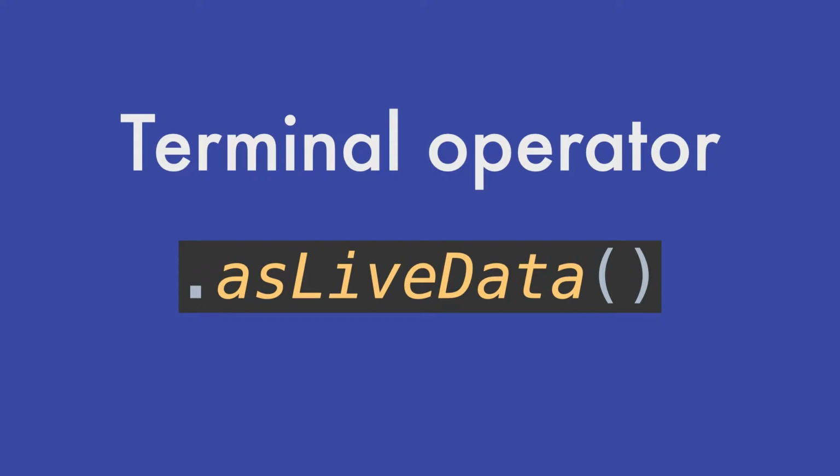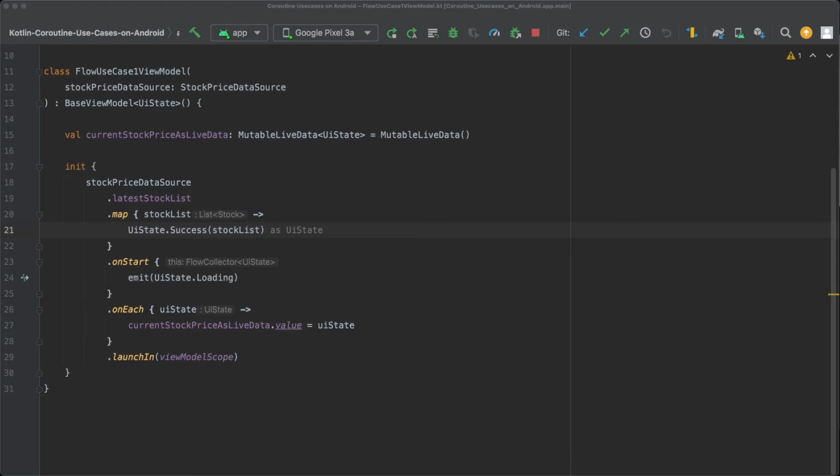Alright, in this lecture we are going to improve the code of the view model even further by using the asLiveData terminal operator. In fact, our code here in the view model in this current state actually has a very big problem.